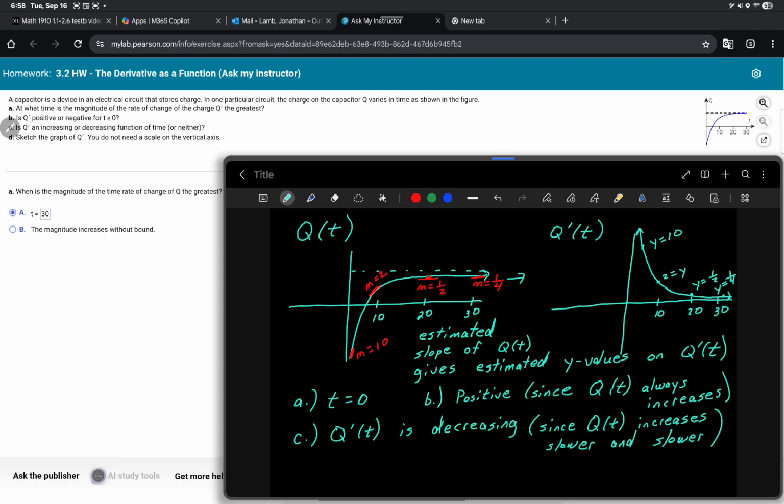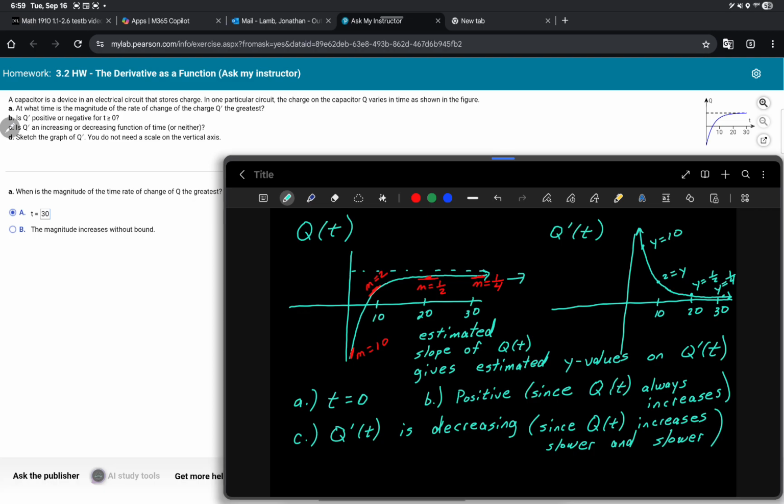So in this one, it says we have a capacitor. A capacitor is a device with an electrical circuit that stores charge. In one particular circuit, the charge on the capacitor Q varies in time as shown in the figure. And what I've done on my graphing screen is I've tried to take the figure that was given and look at it a bit closer, so I drew it.